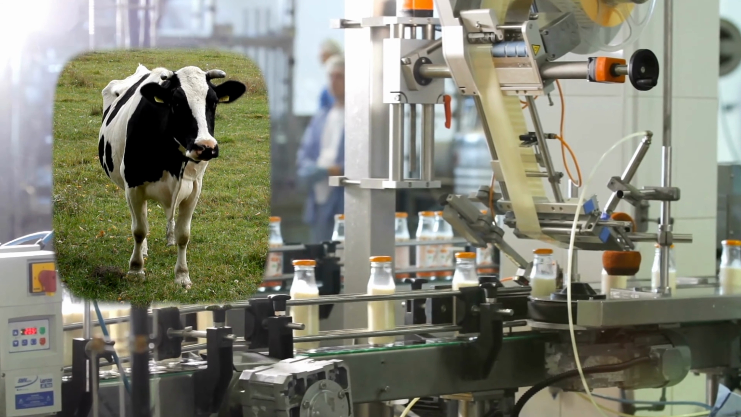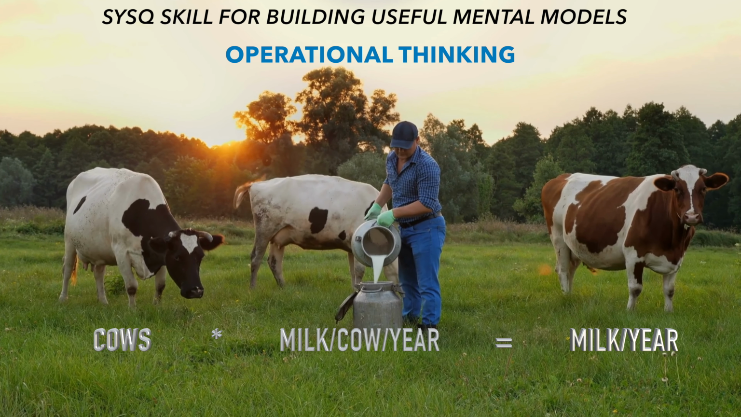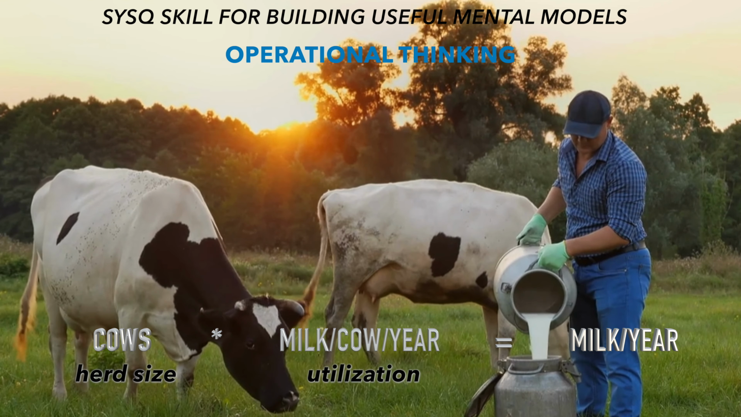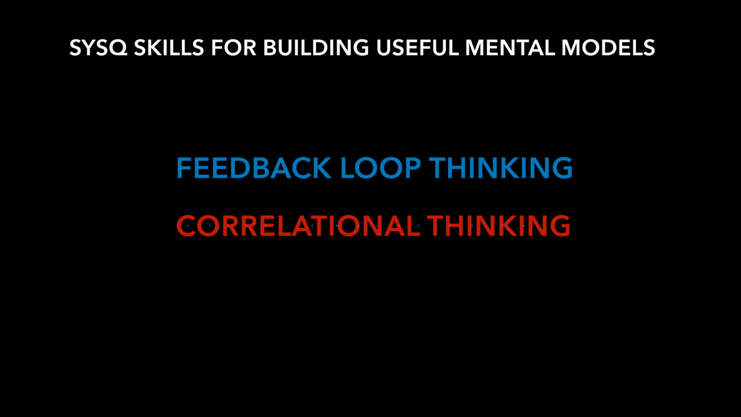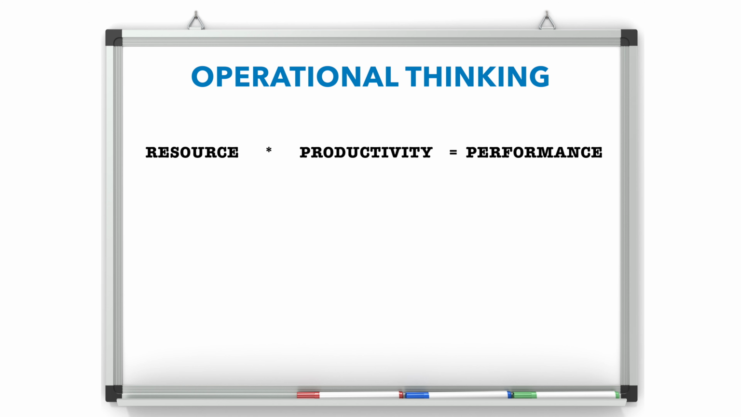The causal drivers of milk production are cows times milk per cow per year. That's it. Other performance measures might influence whether farmers decide to change herd size or cow utilization, but they aren't the root drivers. To combat correlational thinking, Barry Richmond proposed operational thinking. Operational thinking is to focus on the direct causal drivers of any performance measure. Typically, the causal driver is a resource and its productivity, or some activity and a coincident impact of that activity.